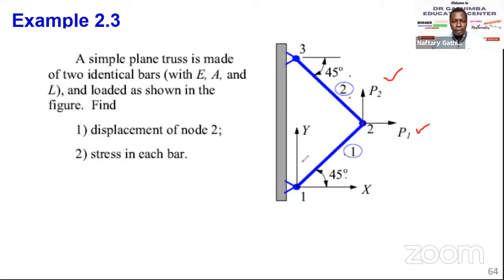Okay, good. I'm glad, Humphreys, you have gotten it. So you are required to find the displacement at node 2 and stresses in each bar. Okay. So easy, and very simple.